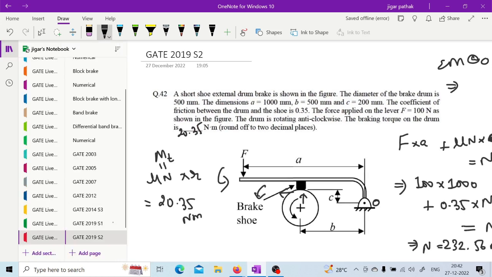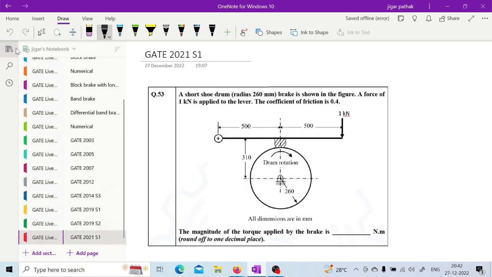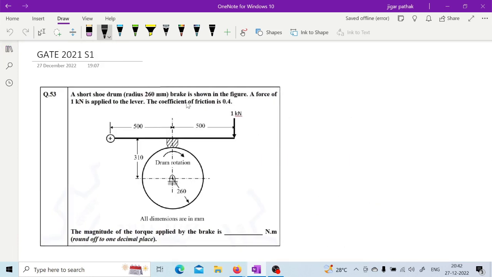So all of you are getting this? Okay, then if we go for the last one, here a short shoe drum brake is shown in the figure. A force of 1 kilonewton is applied to the lever. The coefficient of friction is 0.4. Now the magnitude of the torque applied by the brake: again you can take the moment about the fulcrum O. So it is very simple. Here the direction is clockwise, right? So your mu Rn will be in this direction, Rn will be in this direction.